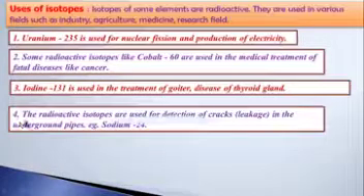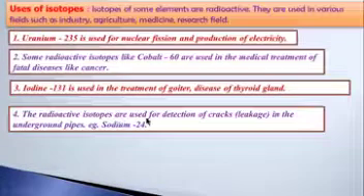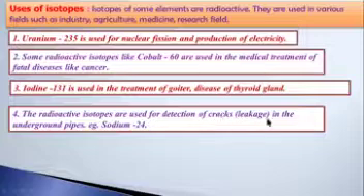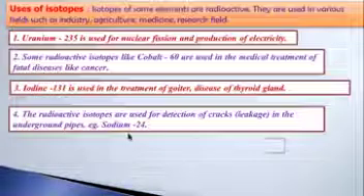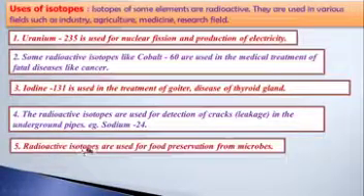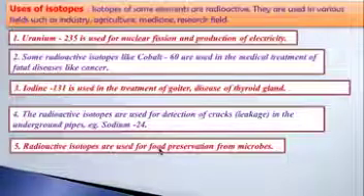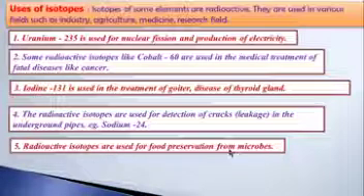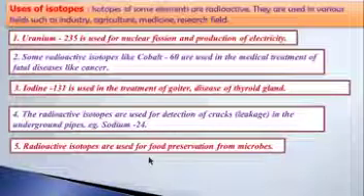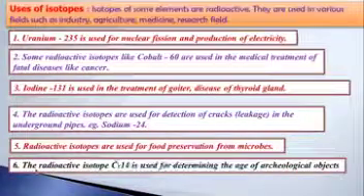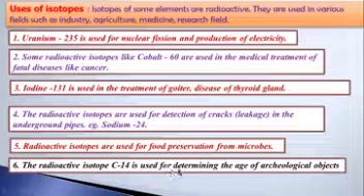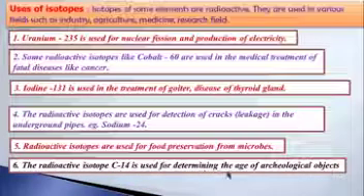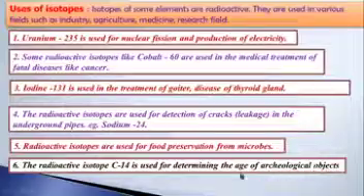Fourth, radioactive isotopes are used for detection of cracks and leakages in underground pipes. Example, sodium-24. Fifth, radioactive isotopes are used for food preservation from microbes. Sixth, the radioactive isotope C14 is used for determining the age of archaeological objects.